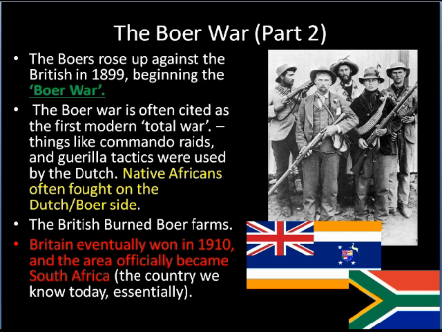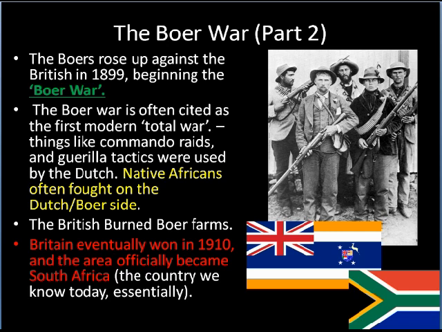The Boer War is often cited as the first modern total war. Things like commando raids and guerrilla tactics were used by the Dutch. You start to see a lot of things that we would recognize today as modern military tactics. Native Africans, it should be noted, often fought on the Dutch and Boer side because they disliked the English more than they disliked the Boers. They didn't really like either of them terribly, but the Boers were seen as the lesser of two evils, I suppose you could say.